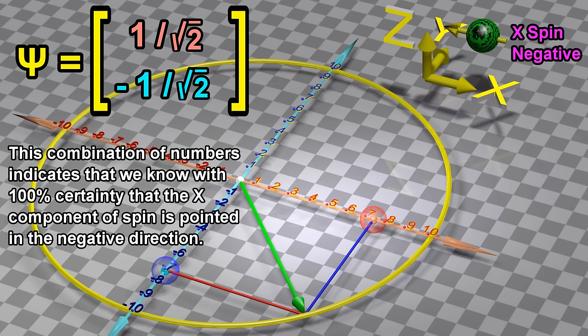The probability that the z component of spin will be measured to be pointed up is given by the square of the length of this red line. The probability that the z component of spin will be measured pointed down is given by the square of the length of this blue line.